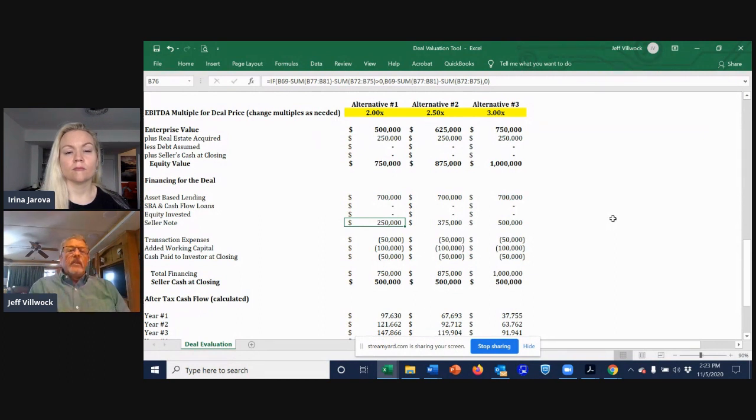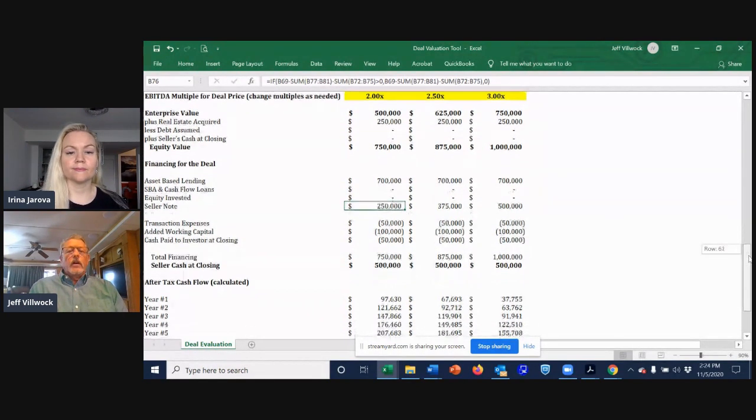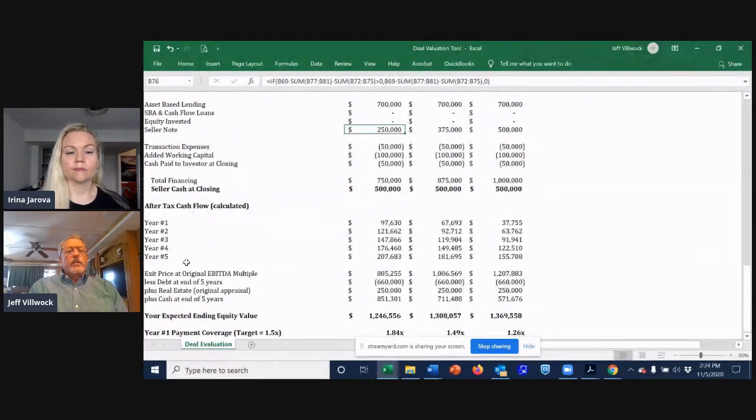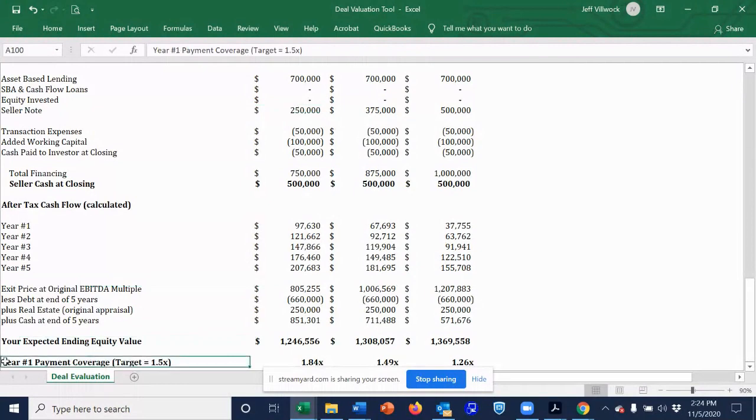All right. Remember, the business is making $250,000. So you are using 50 of your 250 to pay the seller note. You're, in essence, using the cash flow of the business to pay the seller over time. I like it. It's a beautiful thing. That makes a lot more sense. All right. I'll explain all this here in a second, but I want you to go down to the last row of the spreadsheet.